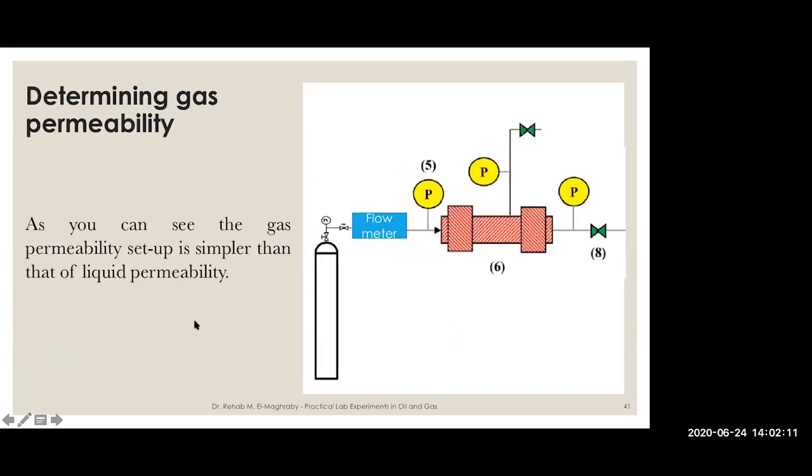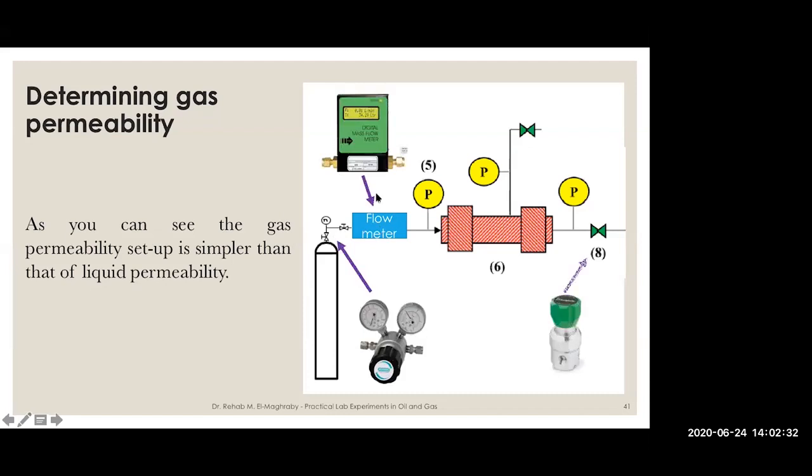The setup for gas permeability is simpler, not as complicated as liquid permeability. For gas permeability, you can use nitrogen or helium, but the normal gas that is used is nitrogen. So you will use nitrogen gas, and you will have a pressure regulator here, and then a flow meter attached to this pressure regulator, then a core holder. You have a pressure transmitter and the back pressure regulator.